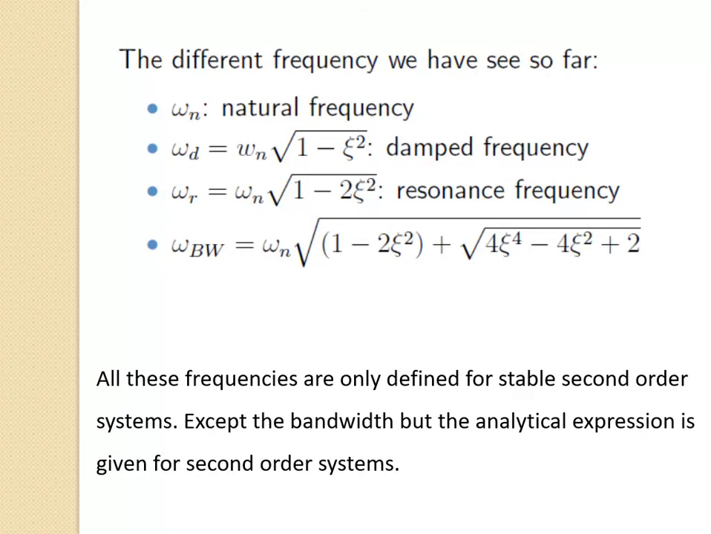But in this course, we saw the different frequencies. Omega n, if you remember, is the natural frequency. Omega d is omega n root of 1 minus sigma squared, the damped frequency. Omega r is the resonance frequency. The formula is the same as omega d, only sigma has a 2 sigma squared, and then there is the omega bandwidth.